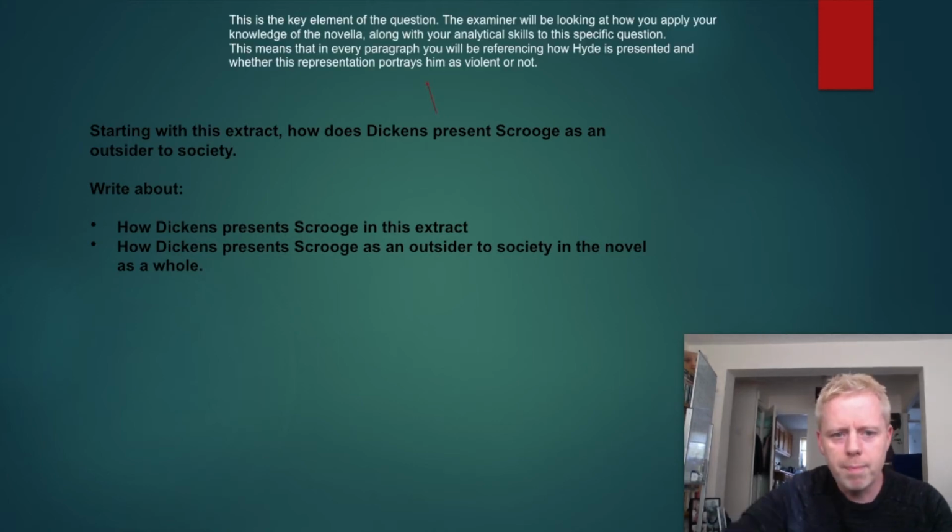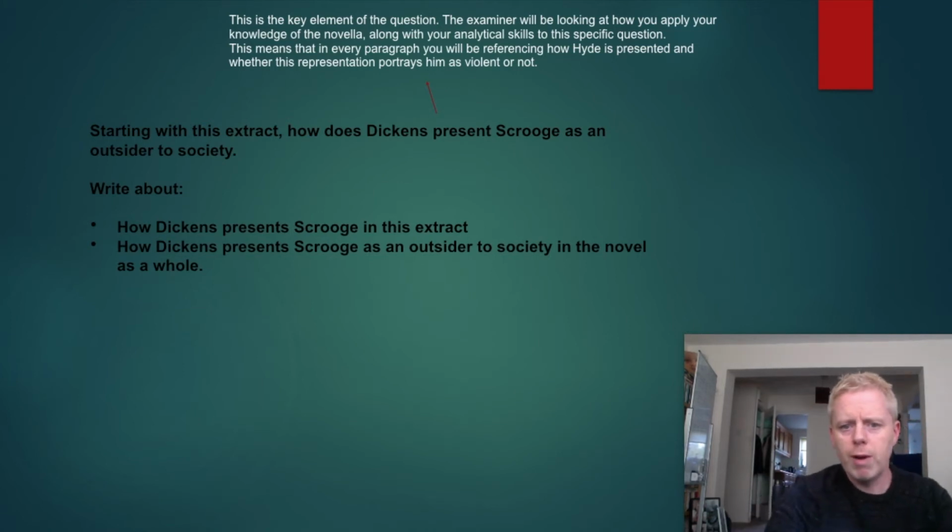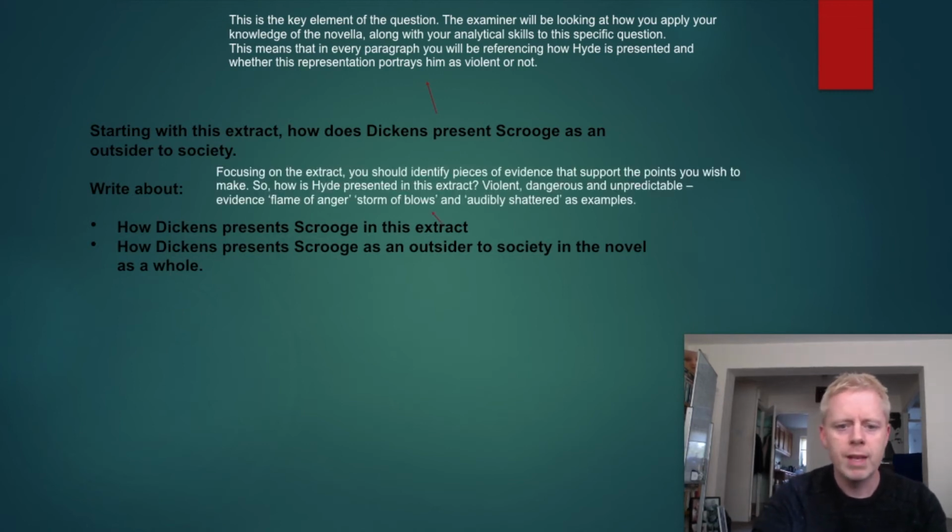Okay, so this is the key element of the question. So let's pretend that says Hyde. Ignore the Dickens and the Scrooge. It says Stevenson and Hyde. It's the same principle. The examiner will be looking at how you apply your knowledge of the novella, along with your analytical skills, to a specific question. This means that in every paragraph, you will be referencing how Hyde is presented and whether this representation portrays him as violent or not. The extract, you focus specifically on the extracts here.